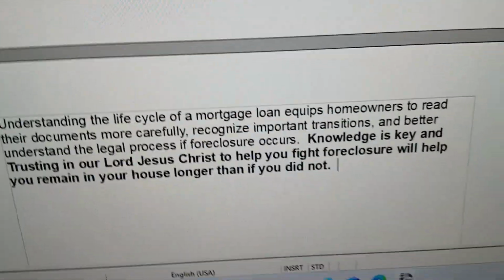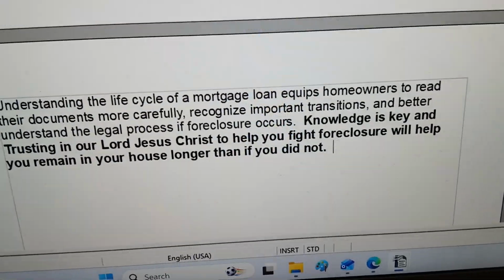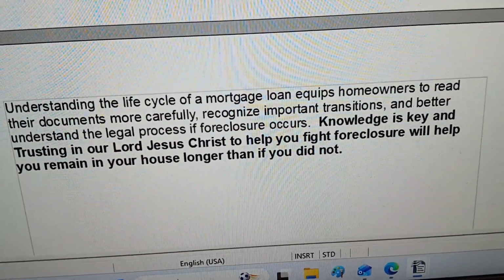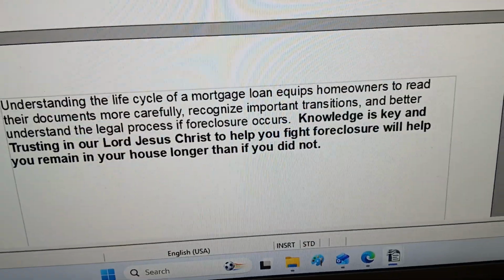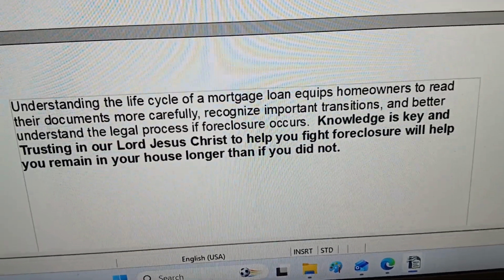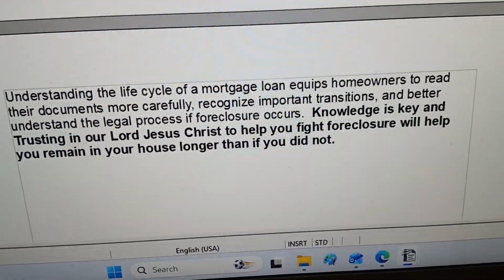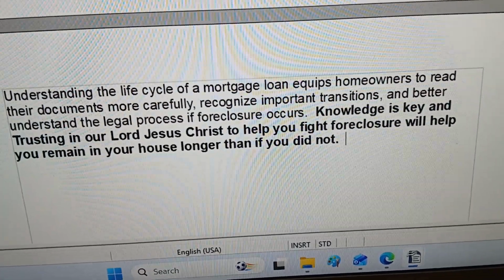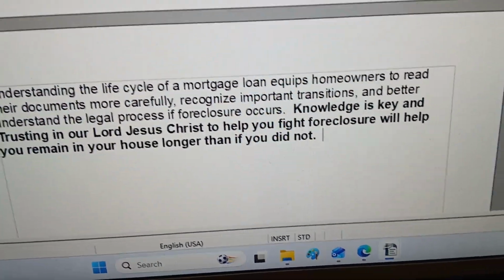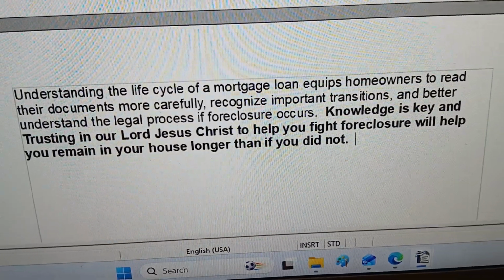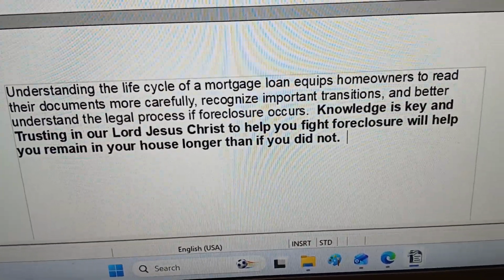Understanding the life cycle of a mortgage loan equips homeowners to read their documents more carefully, recognize important transitions, and better understand the legal process if foreclosure occurs. Knowledge is key, and trusting in our Lord Jesus Christ to help you fight foreclosure will help you remain in your house longer than if you did not.